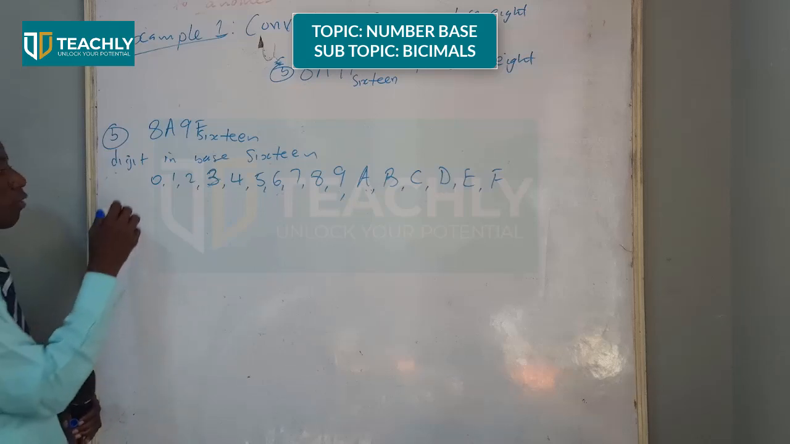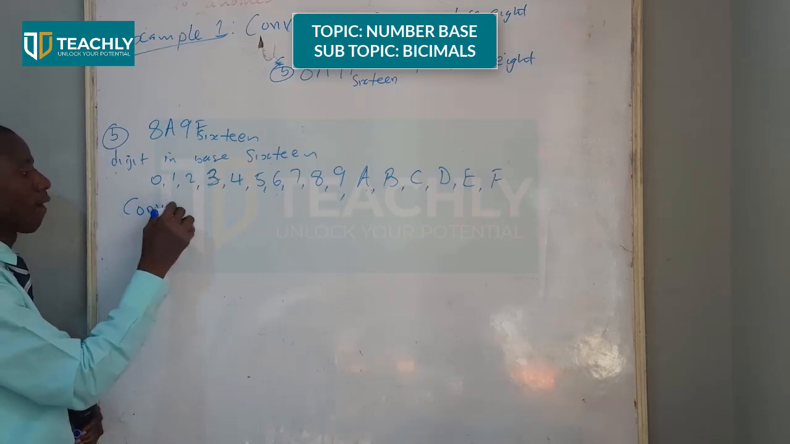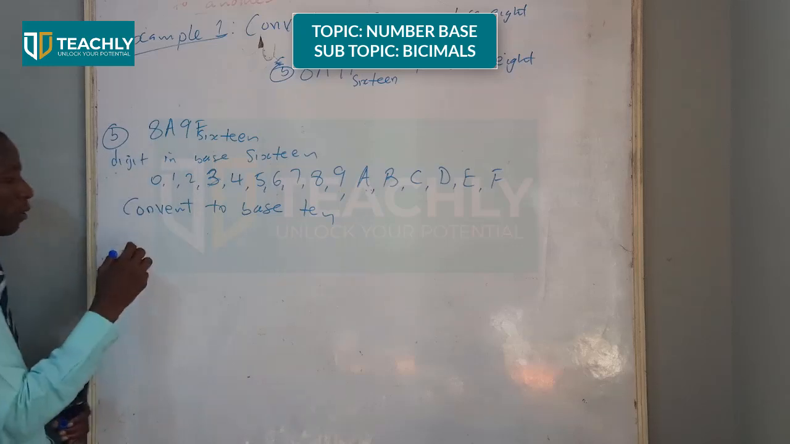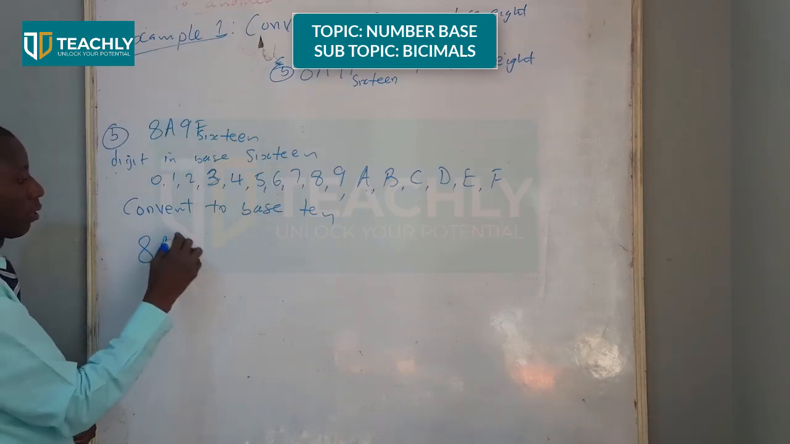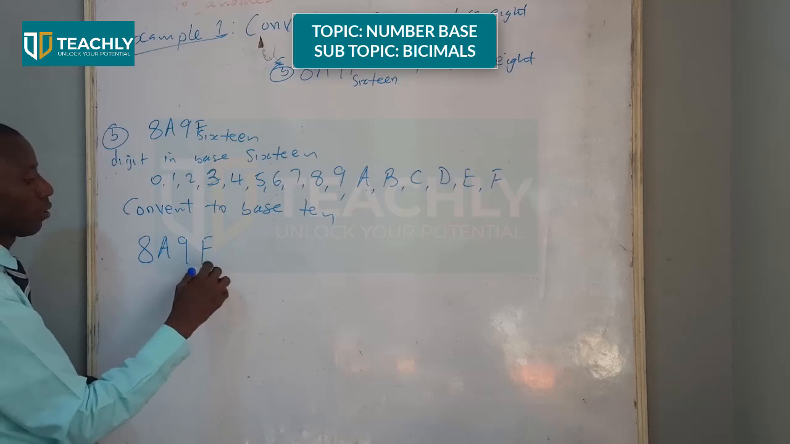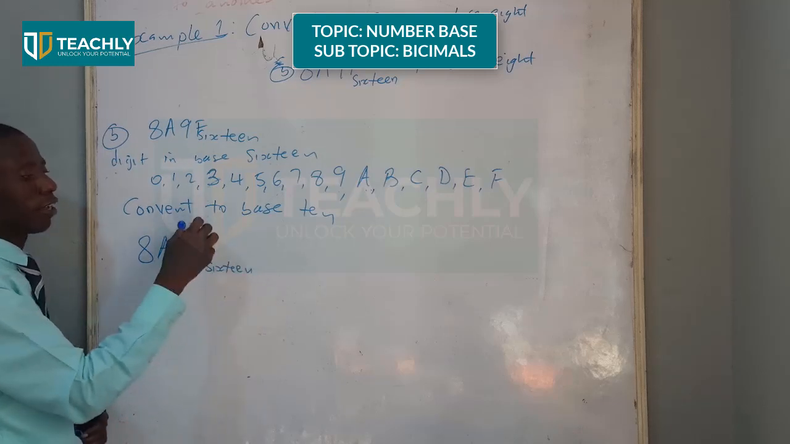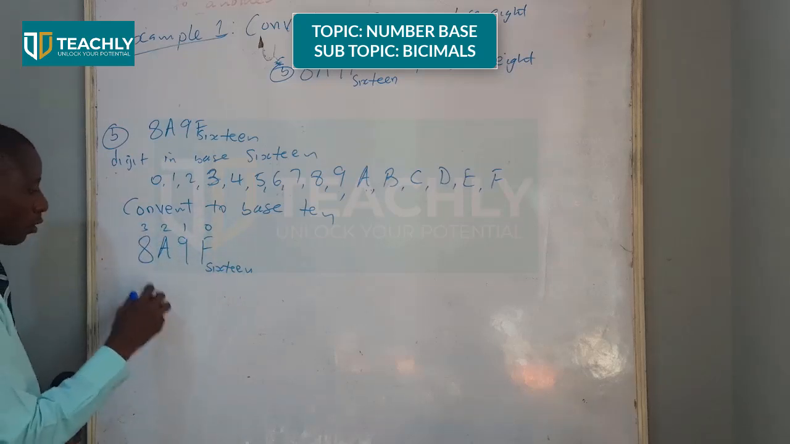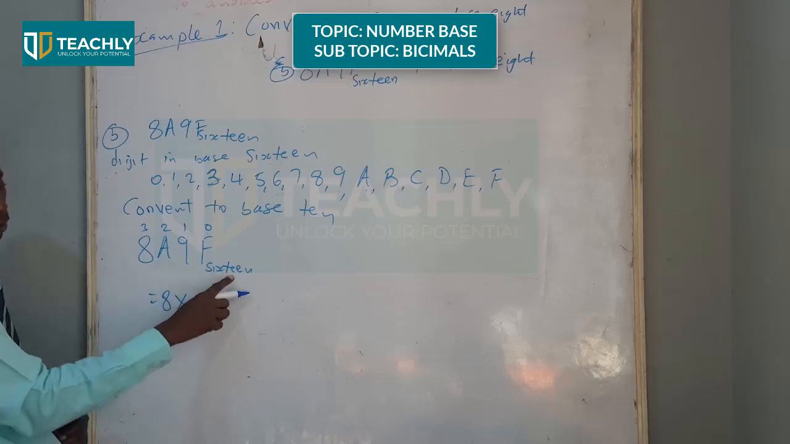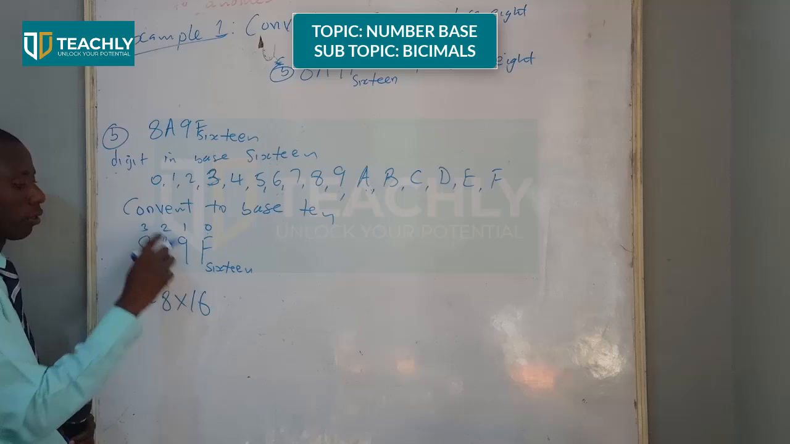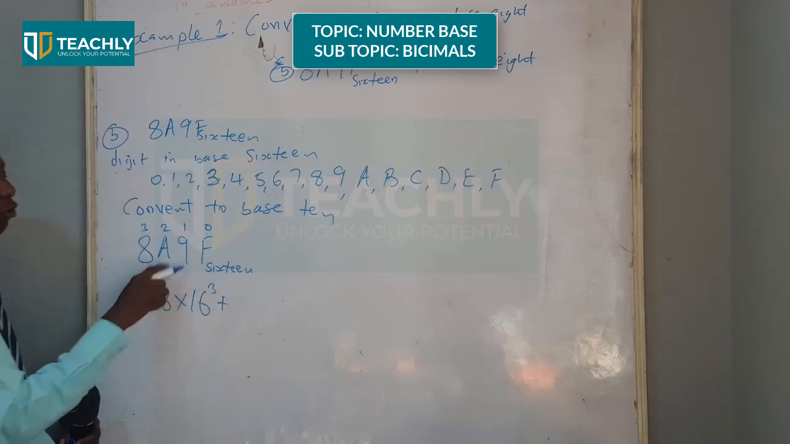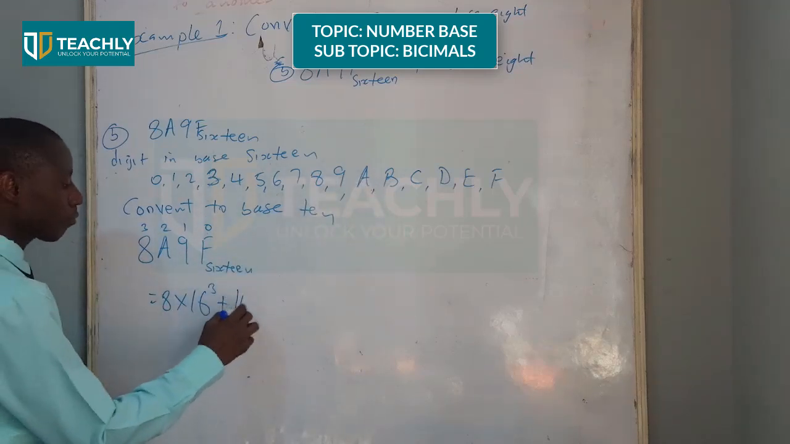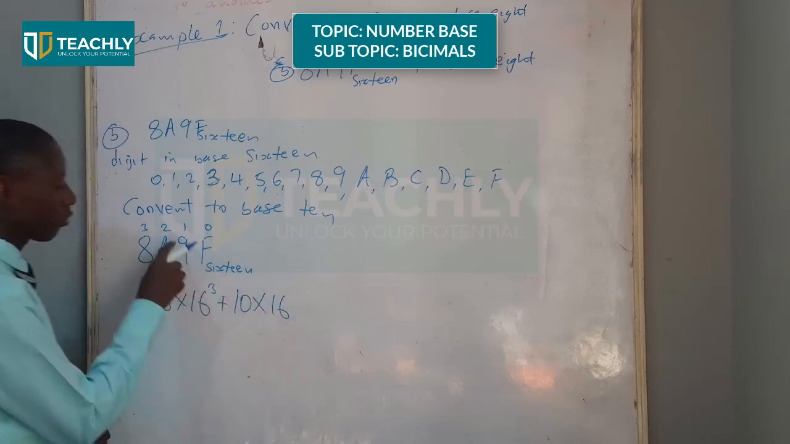To convert to base 10, we have 8A9F in base 16. The first thing is to number the digits from the back: 0, 1, 2, 3. So the first one here, 8, is going to be 8 times 16 to the power 3, plus the next one, A. A means the number 10, times 16 raised to the power 2.